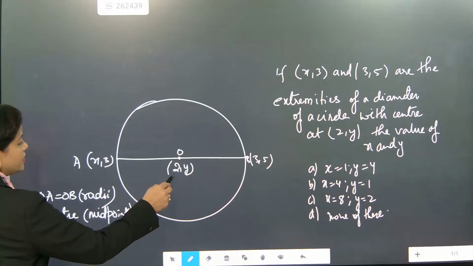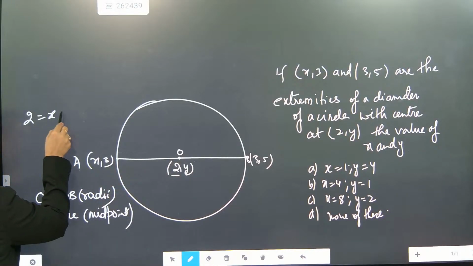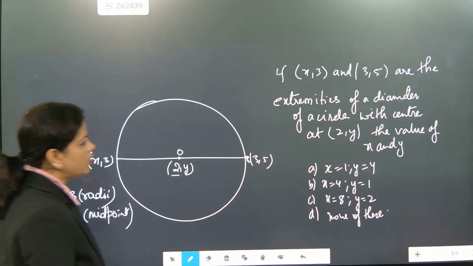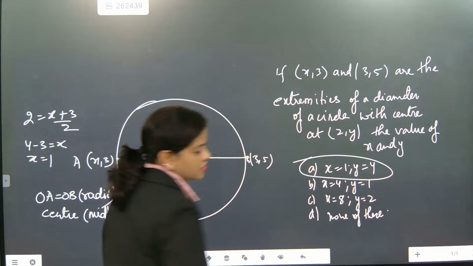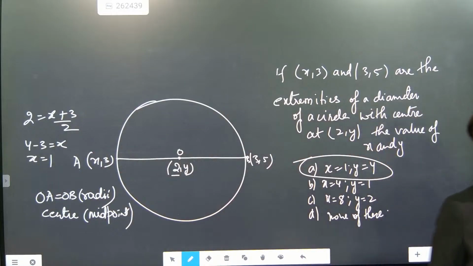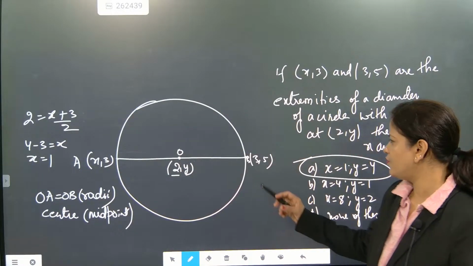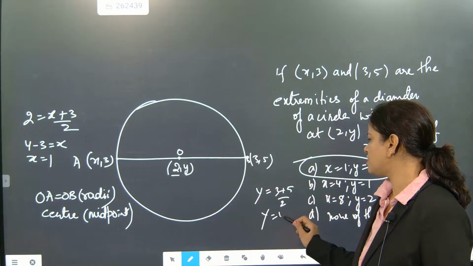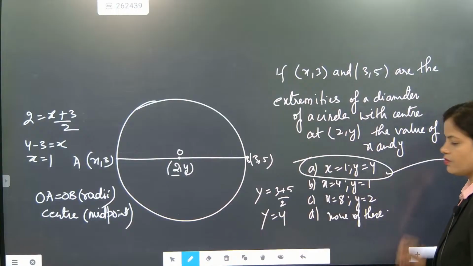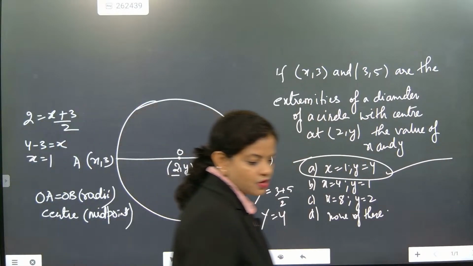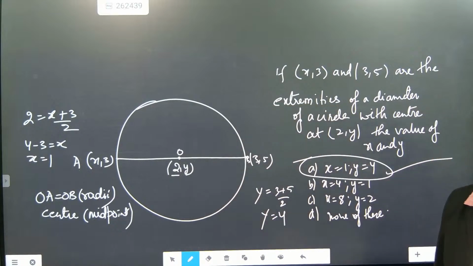So once the center is the midpoint, 2 will be equal to (x plus 3) by 2. So here it will become 4 minus 3 is equal to x. x is equal to 1. Check the options: x is equal to 1 is the only first option. Why go for y? Directly the answer is coming. If you want to check, y is equal to (3 plus 5) by 2, so the y value is coming as 4. So that is 1 and 4. I hope everybody understood how to solve this. Nishika, check this one out, beta. Shall we go for the next question, please?